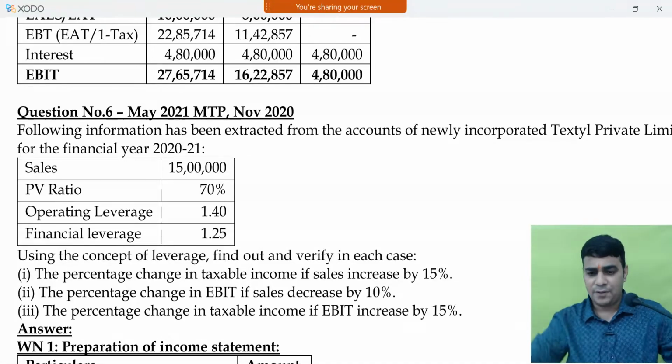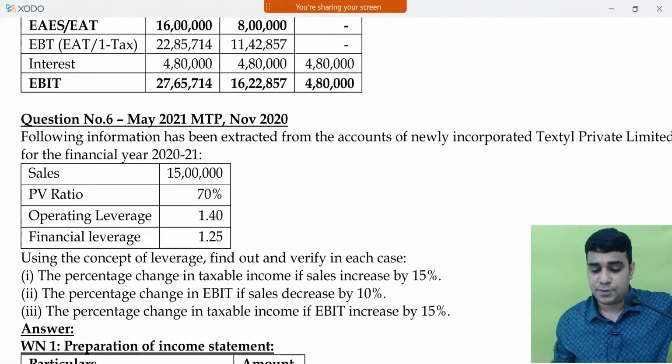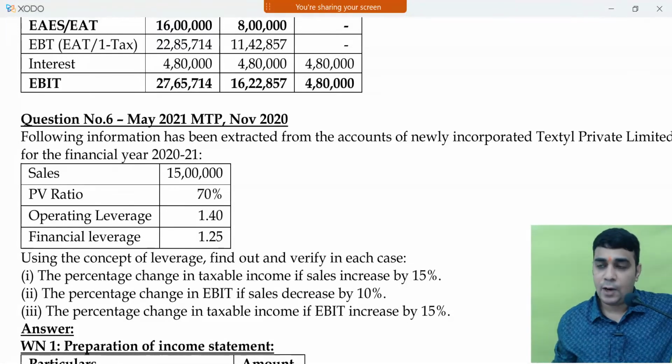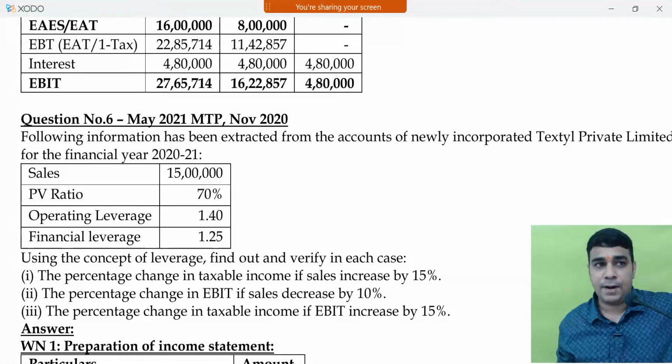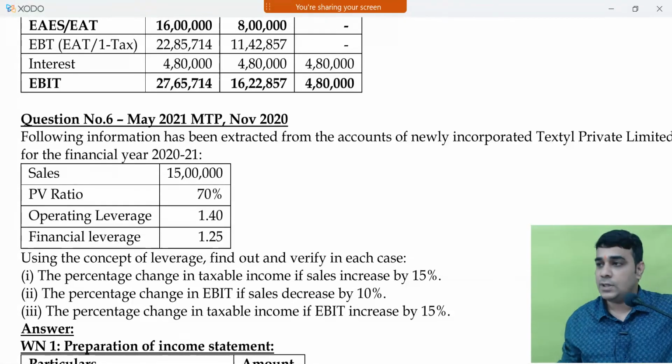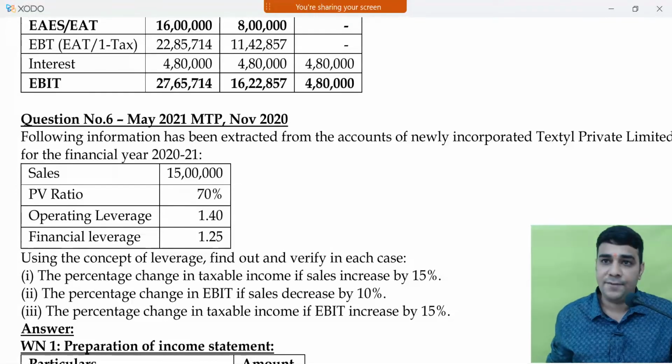Okay, from the following information that has been extracted, they have given sales and PV ratio, using the concept of leverage. Find out and verify. I'm going to discuss only the verification part of it. Finding out is something you can do later. You'll have to prepare an income statement. Percentage change in taxable income if sales increase by 15%.